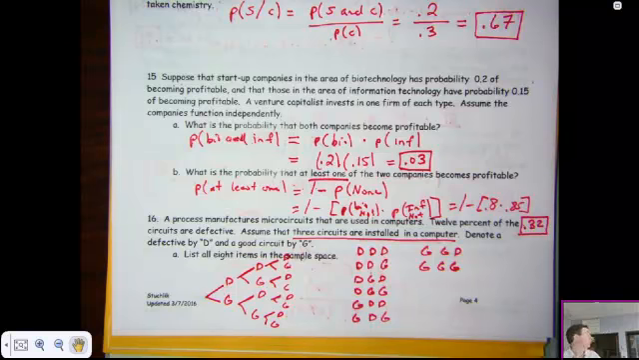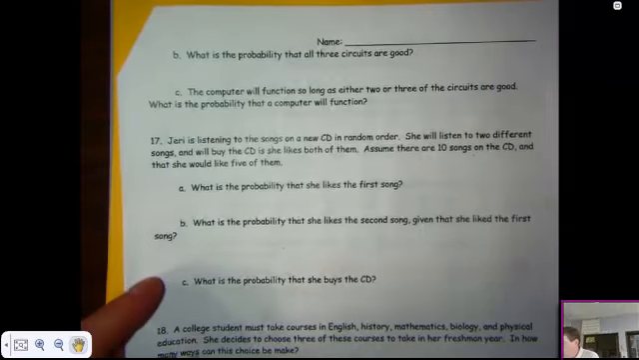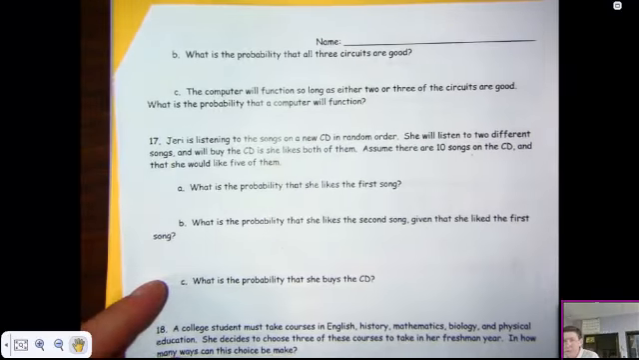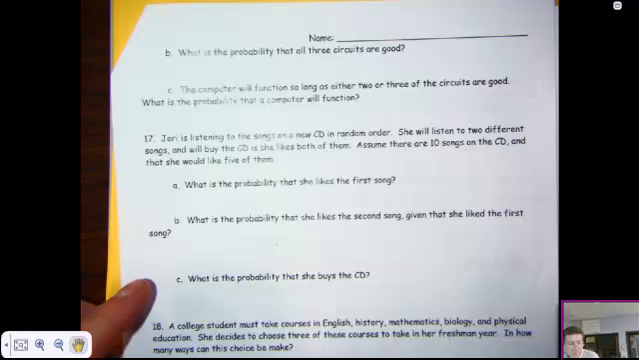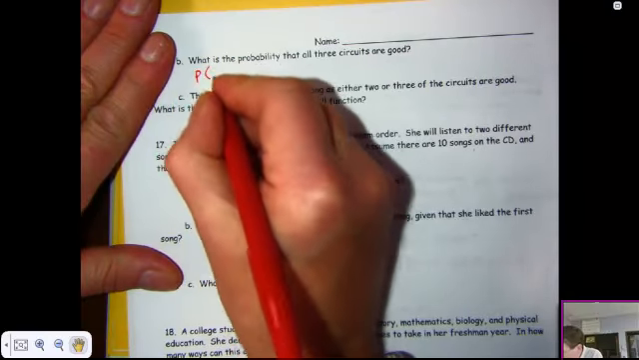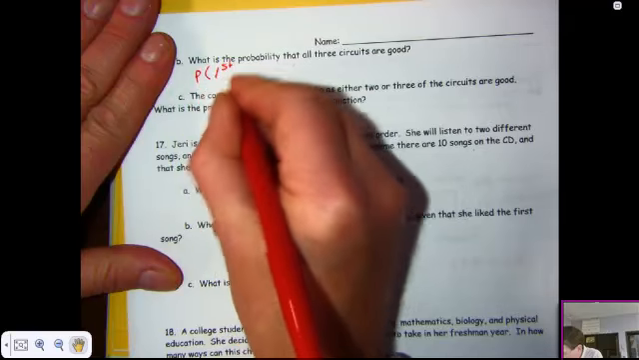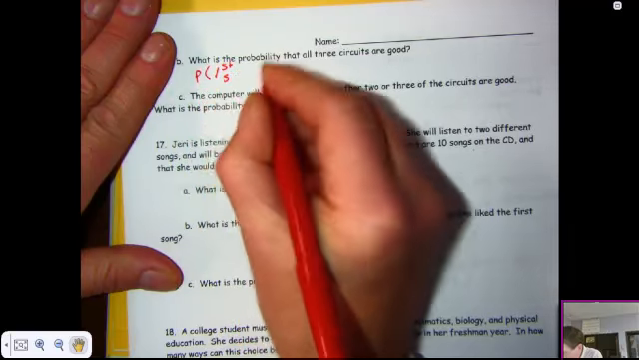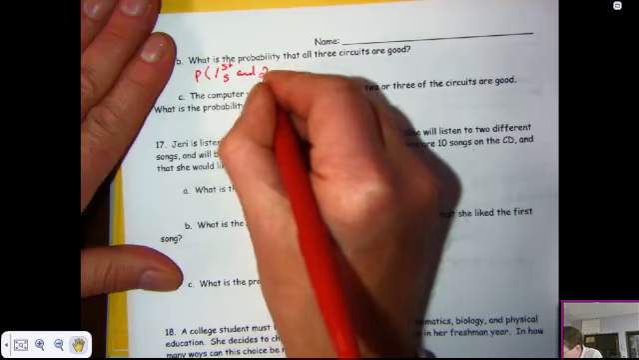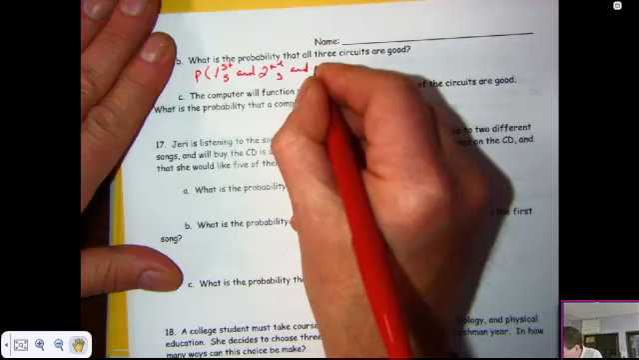Okay, so there's the sample space. Last page here on B. What's the probability that all three circuits are good? Okay, so I need the probability that the first circuit is good, and the second is good, and the third is good.